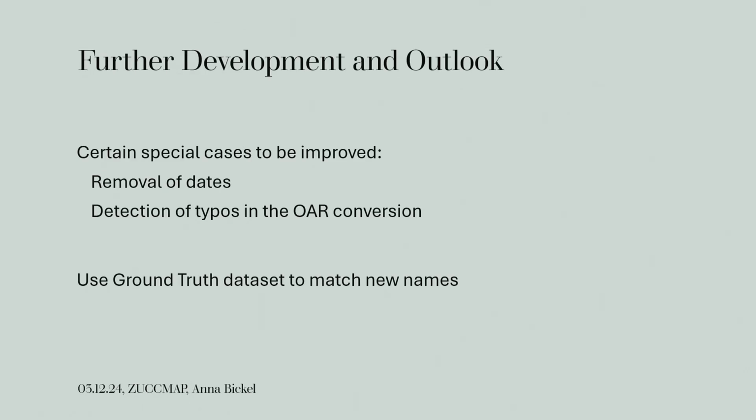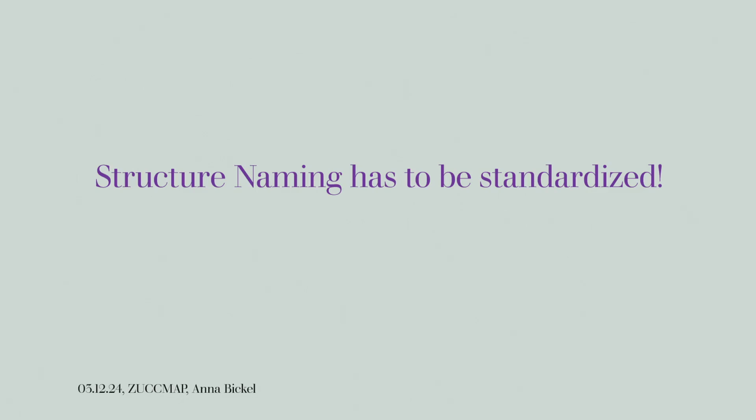For any further development, there are a few special cases which could be interesting to improve: the removal of dates and the detection of typos, which we talked about in the last slide. And there is the idea of using the ground truth dataset to match new names to. So instead of directly converting them, you would first look if the name matches an already converted name in the ground truth dataset, and then you would just use that instead of converting it first. So the take-home message is that structure naming in radiation therapy has to be standardized.